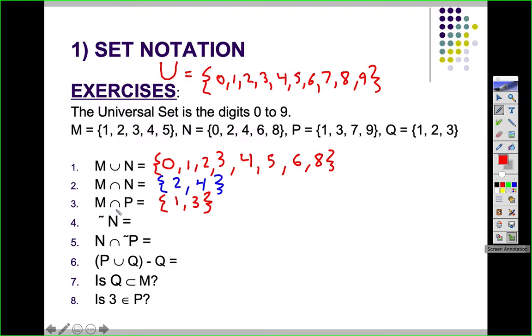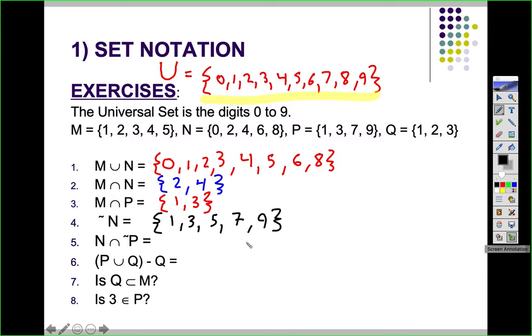Well, when you think of not, you should always think about then what is the universe, because you have to think what is everything in the universe not in N. So 0 is in N. 2, 4, 6, 8 are in N. So the things that are not in N would start with 1, then 3, then 5. 1, 3, 5, 7, and 9. Those are the things not in N, but still in the universe.